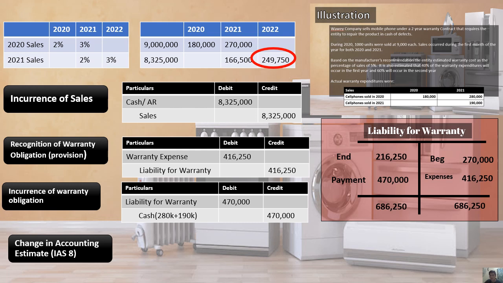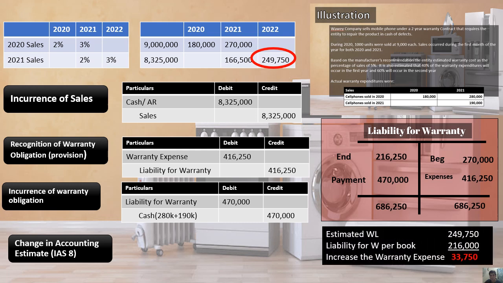So therefore, there is a change in accounting estimate. In order to know what is the change in accounting estimate, this is the formula. The estimated warranty liability should be 249,750, which is equivalent to 3% or 60% of the 5% related to the sale made in the year 2021. And based on the book balance of the warranty obligation, the amount is 216,250. So therefore, kailangan natin dagdagan ang warranty expense amounting to 33,750.